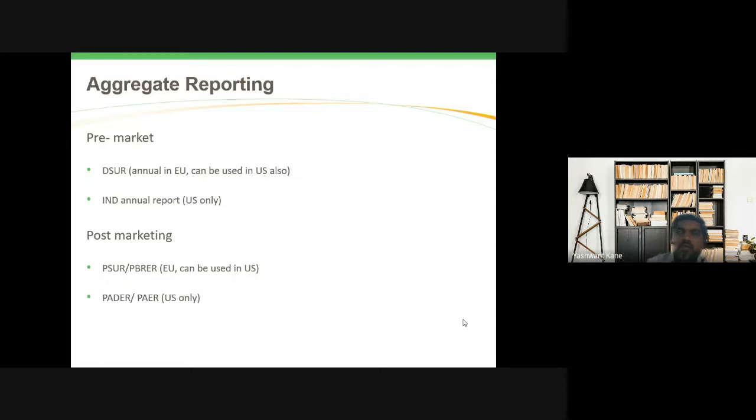Say suppose they have a frequency of a 4-yearly PSUR, then the PSUR will lay out what has been reported, what was the exposure to the product, and what is the conclusion. Whereas the PBRER will give a detailed analysis of whatever data has been reported. It will also cover the safety and efficacy part, and it will also give the integrated benefit risk evaluation, based on whatever has been reported.